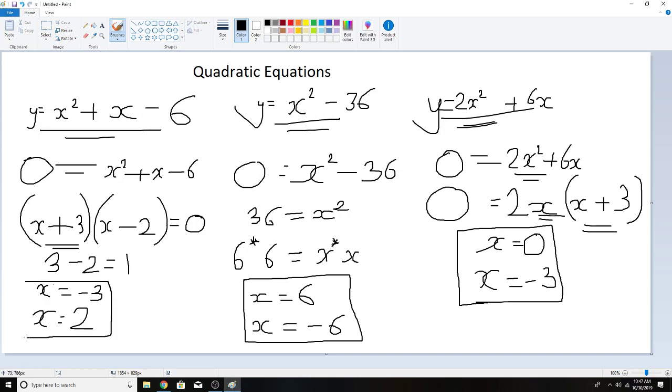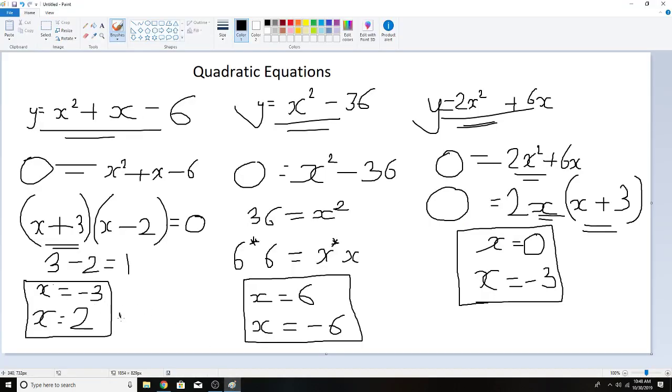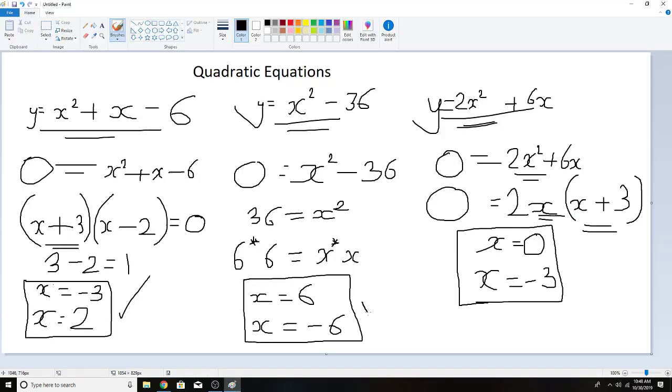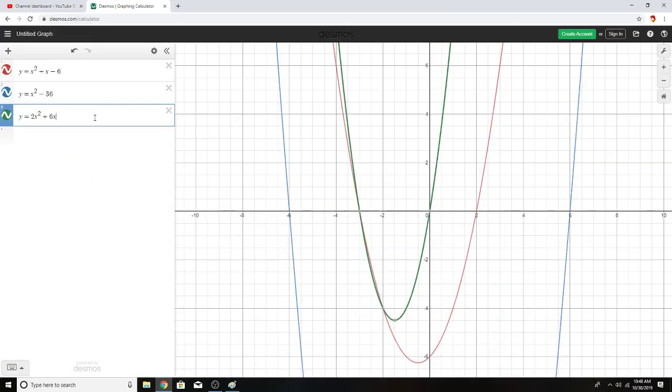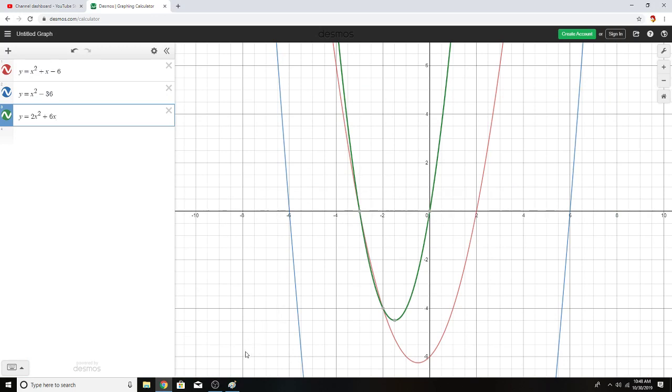And if you don't believe me, I've got Desmos up again. Desmos is here to help me. So if we're looking at the red one, the first one we did, for the solutions it got minus 3 and 2, and that's what we got, didn't we? We got minus 3 and 2, so that's correct. For the second one, y equals x squared minus 36, according to Desmos, it's minus 6 and 6. So yeah, we got that right, so that's good. And then for the third one, it's 2x squared plus 6x. So we've got x equals 0 and x equals minus 3. So yes, that's correct.